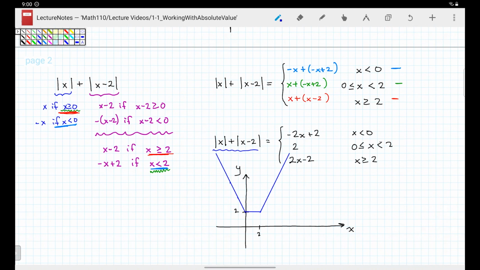Regardless, this is a couple of examples of actually working with the absolute value function as a piecewise function to see why it is producing the graph that it is producing.